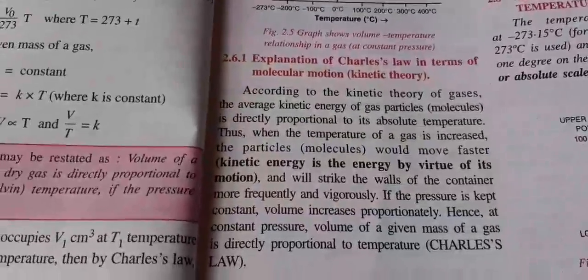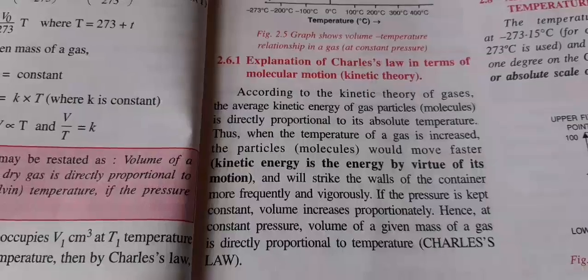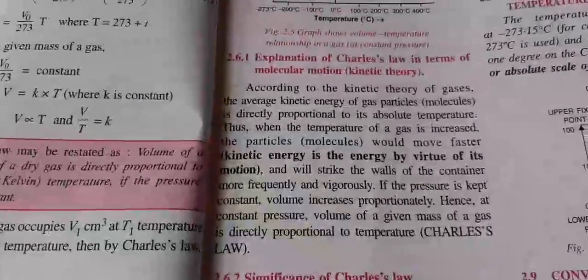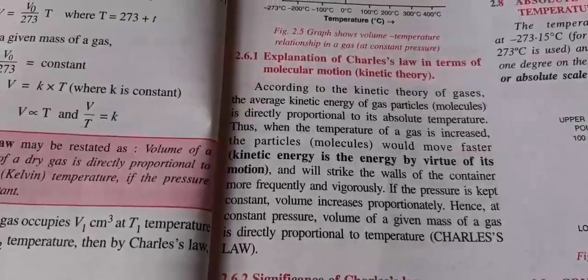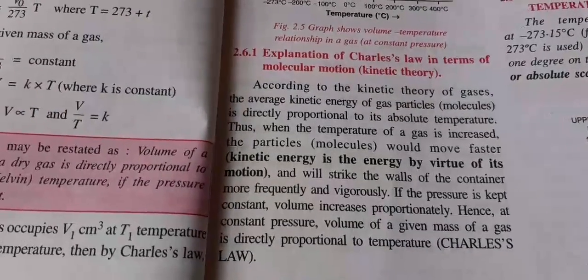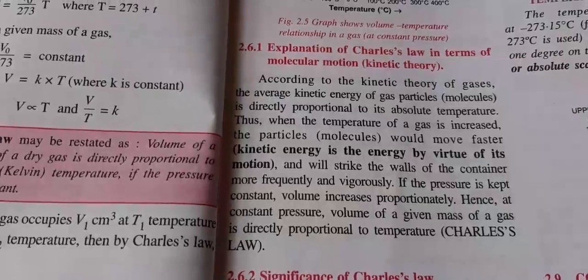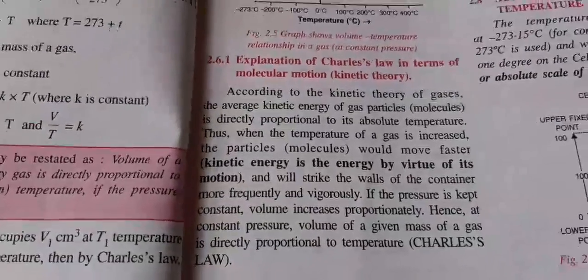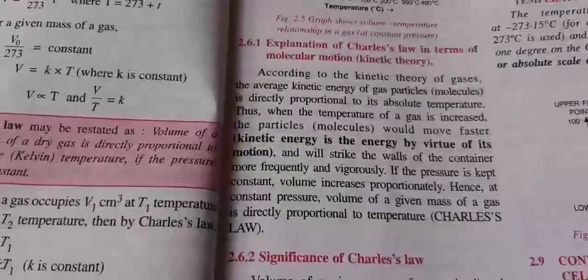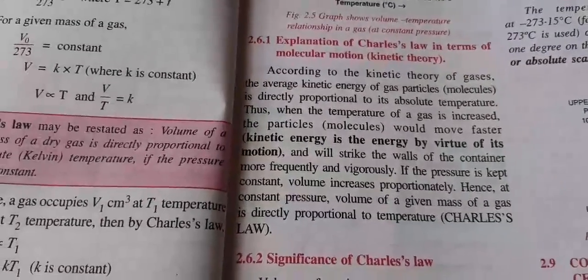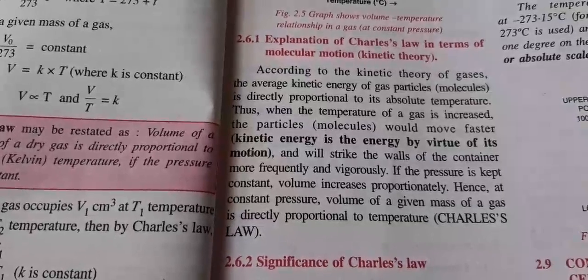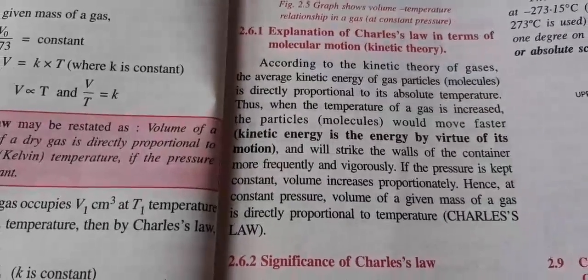Okay, now if we talk about the explanation of Charles' law in terms of molecular motion, there are a large number of gas particles which have certain kinetic energy, and this is directly related to temperature. The kinetic energy of a gas particle is directly related to temperature. If we increase the temperature, the molecules will start moving and colliding with the wall with a greater force. If I decrease the temperature, the kinetic energy of these gas particles will also decrease.